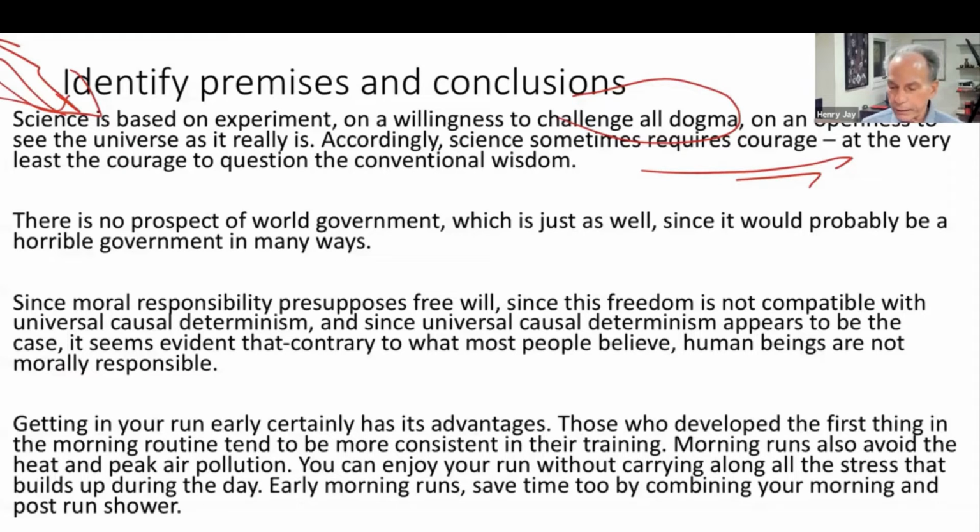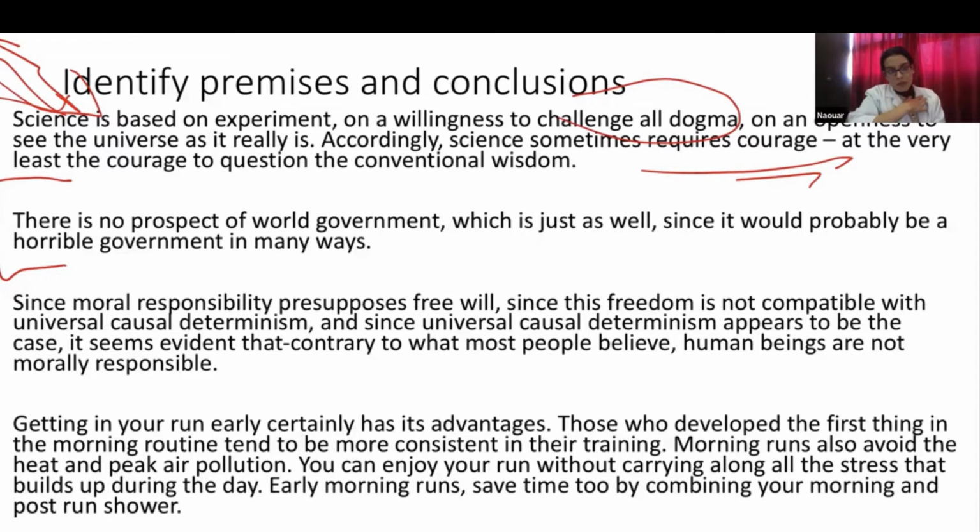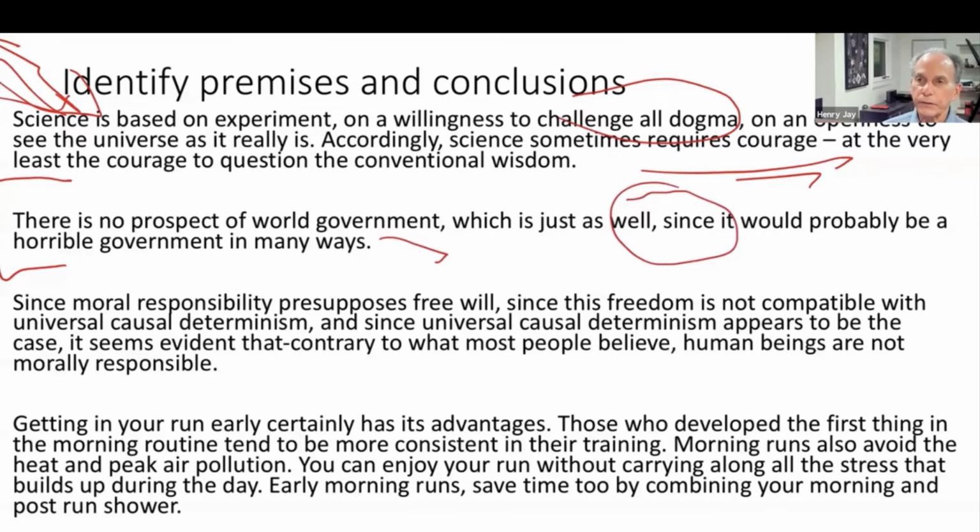So what about this? "There's no prospect of world government, just as well, since it probably would be a horrible government in many ways." So what's the claim? The claim is there is no prospect of world government. Okay, right, excellent. And this is a premise, in a sense: it would probably be a horrible government in many ways. So what's the strength of that argument, or what's the strength of this premise?